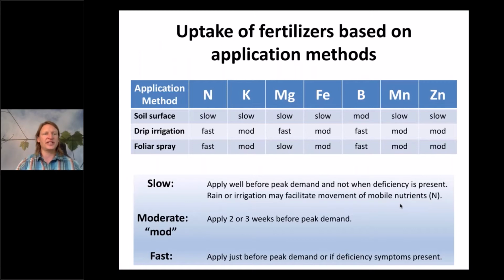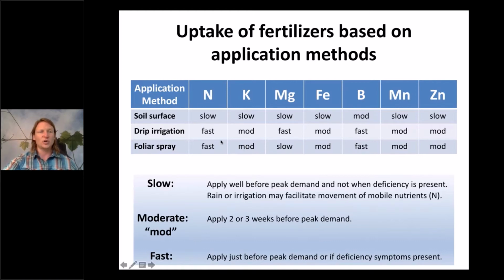Okay, and here's just a table I put together to give you all an idea of uptake of fertilizers based on application methods. The soil surface, if you don't have irrigation and you're just going to apply all of your fertilizer to the soil surface, you can expect that most of your uptake is going to be slow because you need rain to move these things into the soil. So for slow uptake, we would say apply well before peak demand. So don't wait until you have a deficiency and then try to put fertilizer out on the ground, because you're going to need a rainfall right away to make sure it gets taken into vines.